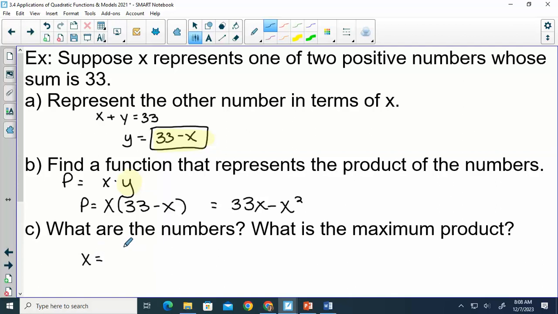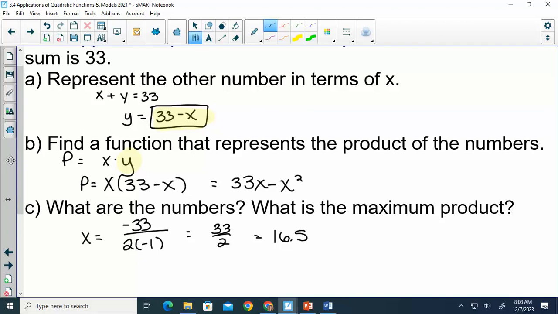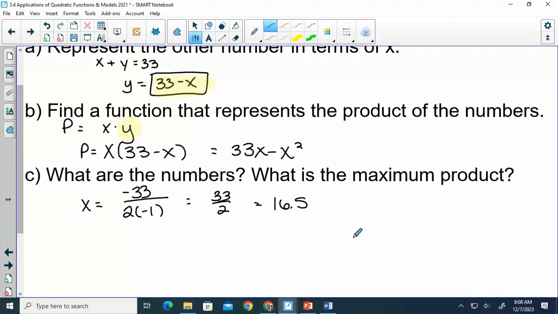So the x value is the opposite of b, so negative 33 over 2 times a, which is negative 1. 33 over 2 is 16.5. Did I ever say that it couldn't be a decimal? No. So then, if I want the product, what would we do? Plug that in for x. My product is x, so 16.5 times 33 minus x.